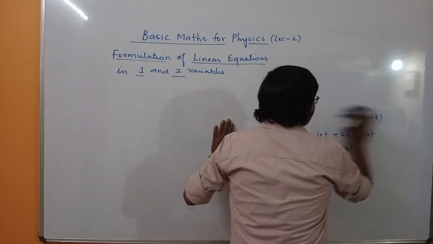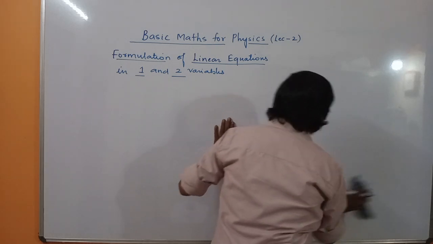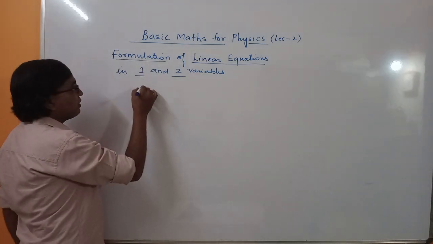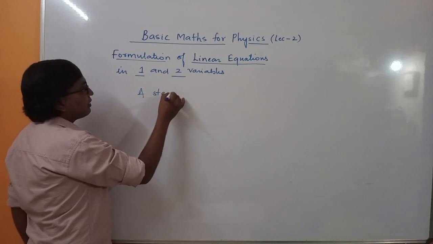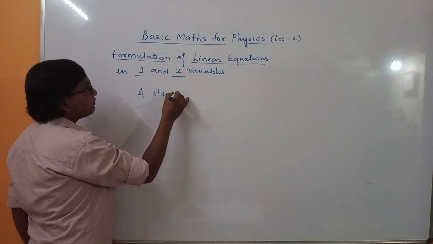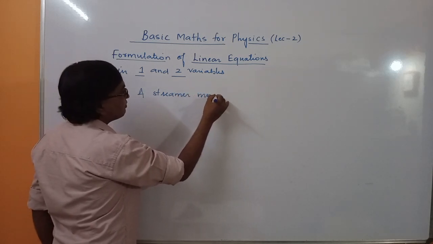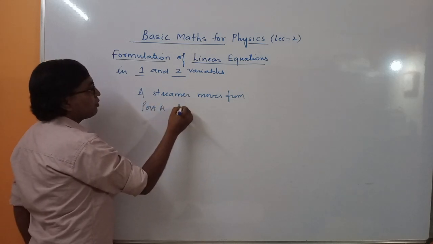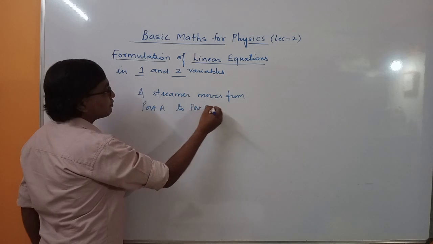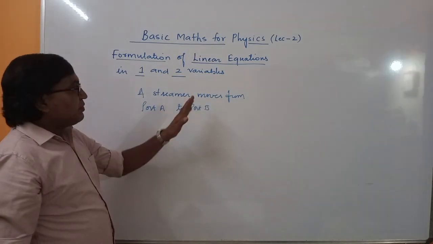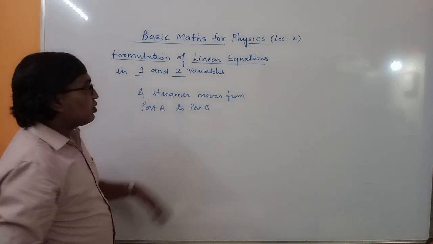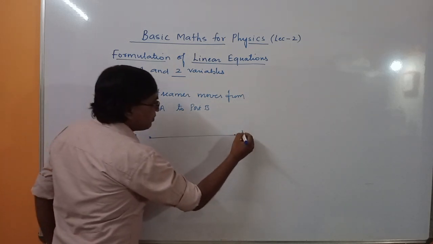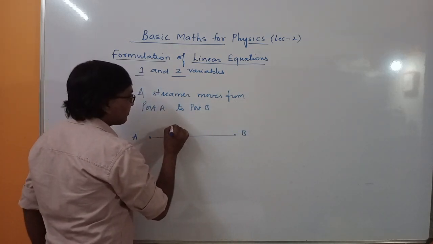So there are two ports, sea ports or whatever. So there are two ports. A steamer moves from port A to port B and port B to port A. So I'll show it in a diagrammatic way. So this is port A, this is port B. So a steamer, this is downstream.